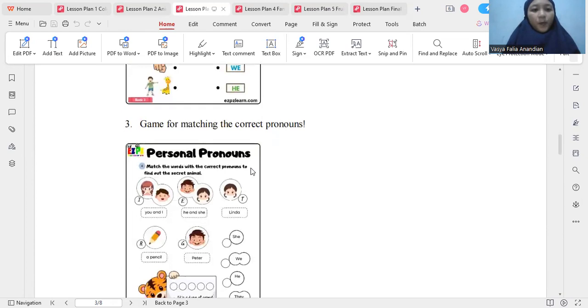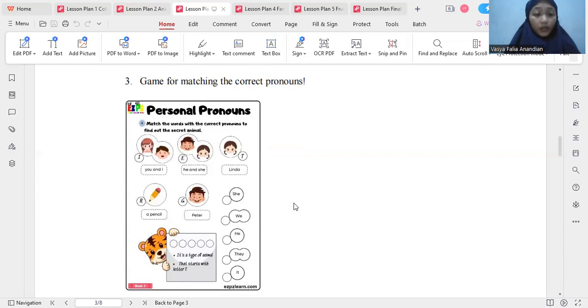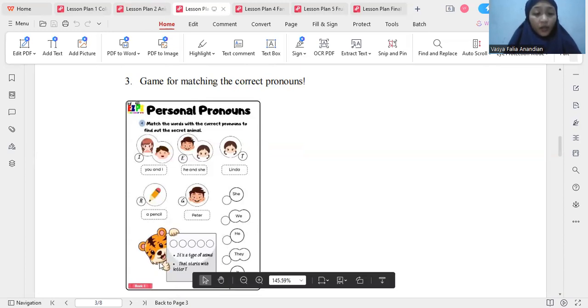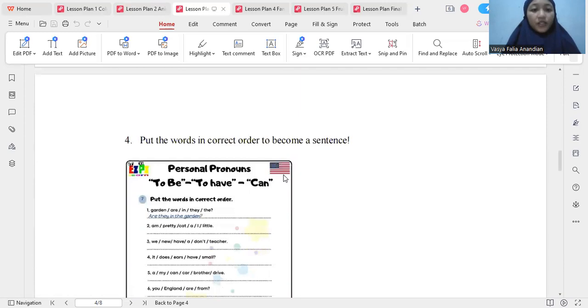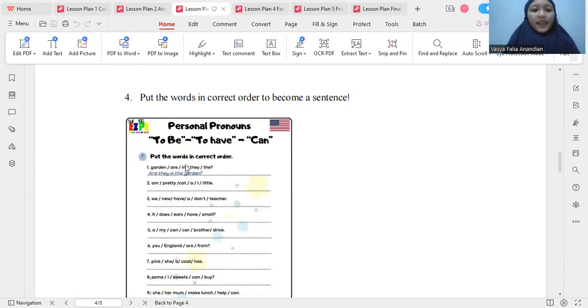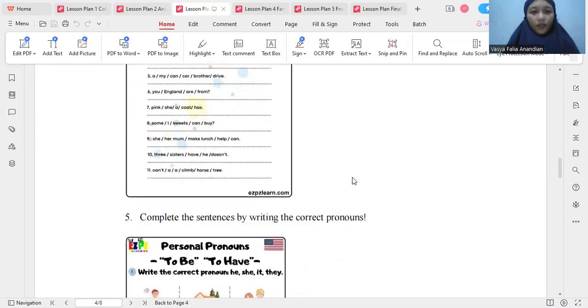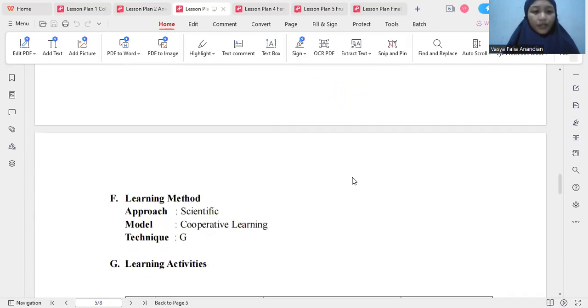Game matching for the correct pronouns. When you match the pronouns, it's also a game, so you can correct it, what type of animal is this when you choose it. Put the words in correct order to become a sentence. For example, garden are in they are. So the correct answer is: are they in the garden? Complete the sentence by writing the correct pronouns.